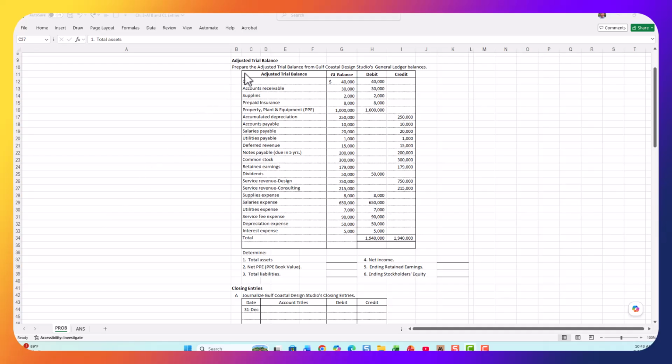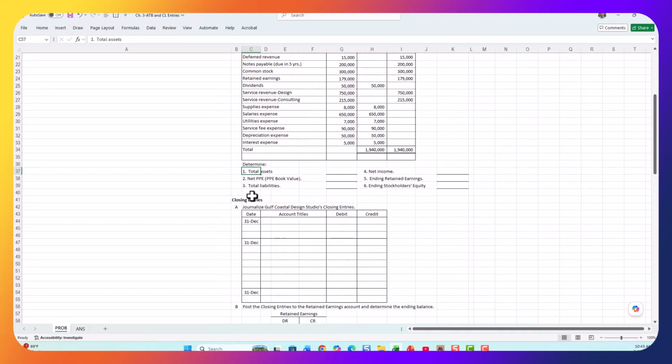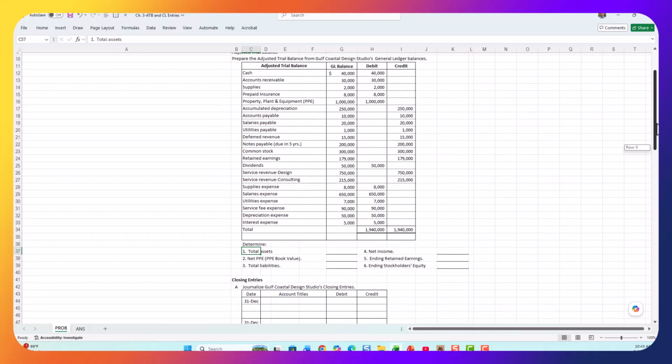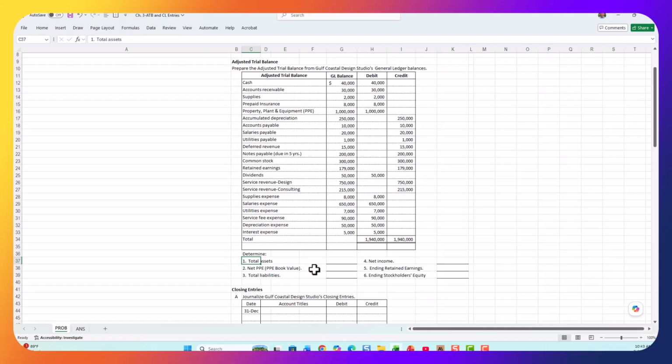Most companies prepare an adjusted trial balance monthly. The adjusted trial balance serves as the information source for financial statement preparation. At year-end, the adjusted trial balance not only serves as the source for financial statement preparation, but it also provides the data needed to close the company books. Before we close anything, let's pull 6 numbers straight out of this trial balance.